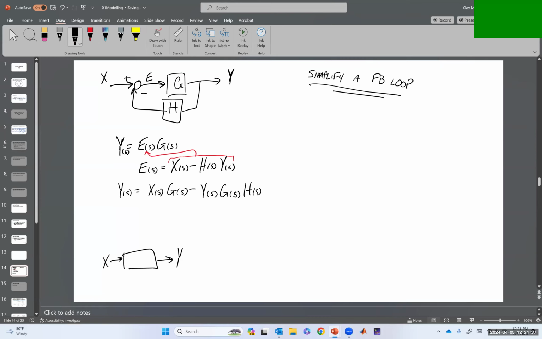Collect the Y stuff on one side, collect the X stuff on the other side. And we get what, plus G H and X G. Please finish the derivation.